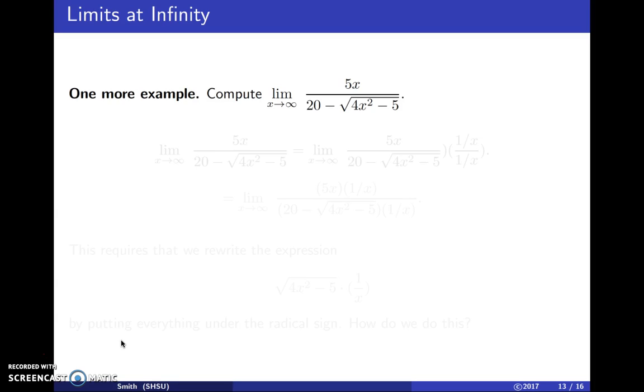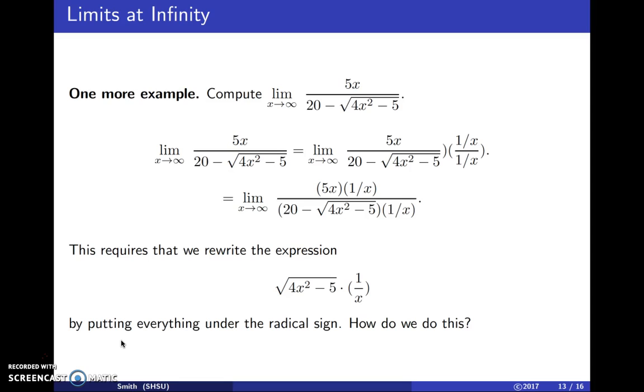One more example. Here's a more complicated problem that appears in one of the exercises. It's more complicated because it has a square root in it. Again, I can multiply numerator and denominator by 1 over x. I'm going to think of the square inside the square root as suggesting a simple x. If I multiply numerator and denominator by 1 over x, then I get this. And now the numerator is going to become a 5, but the denominator involves a little bit more algebra. This is a common question from some of my students, so I want to answer it. What happens when you multiply the square root of 4x squared minus 5 times 1 over x? How can we simplify that by putting everything under the radical sign?